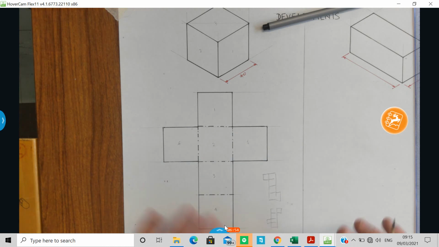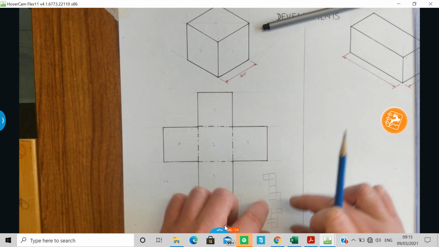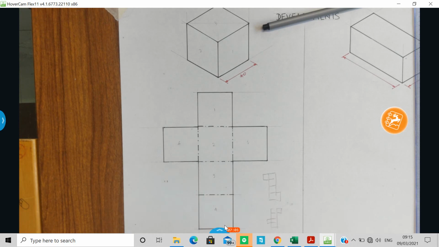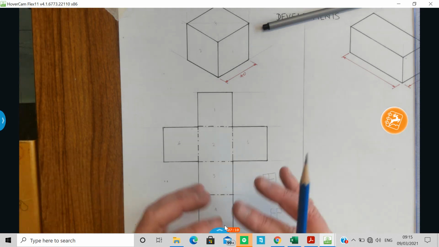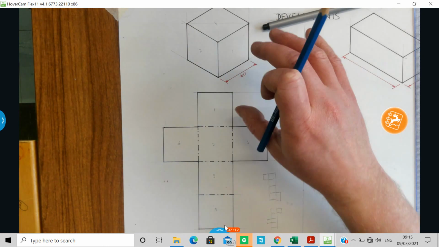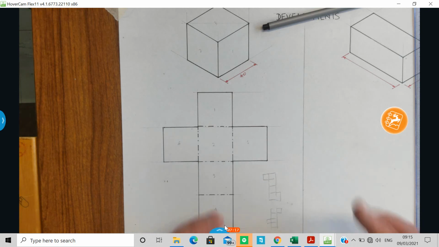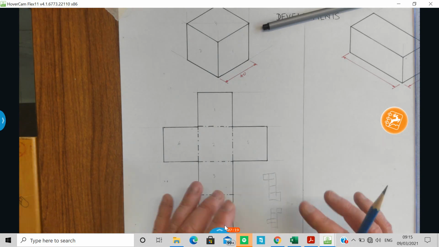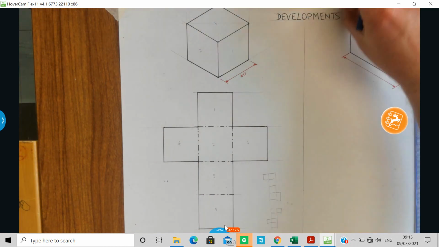So it doesn't matter. If you want to copy me, that's perfect. If you do one of these, or there's other various ones as well, if you want to do them, you can do them. But basically, the only way you can be wrong is if it doesn't fold into the 3D shape that you were given. Okay? So you need to think logically as well. Sometimes it might even be better to just practice on a piece of paper, cut it out and see if you're right. But that's up to you. Okay, so that is a development of that shape.